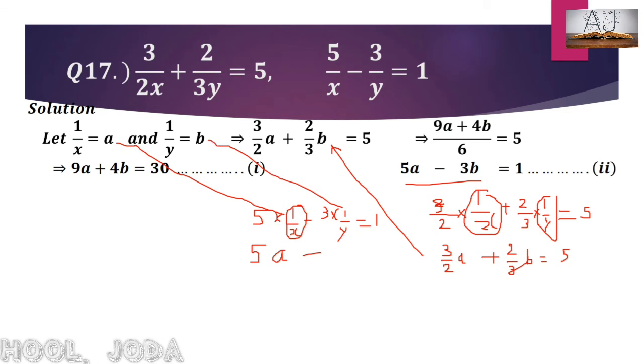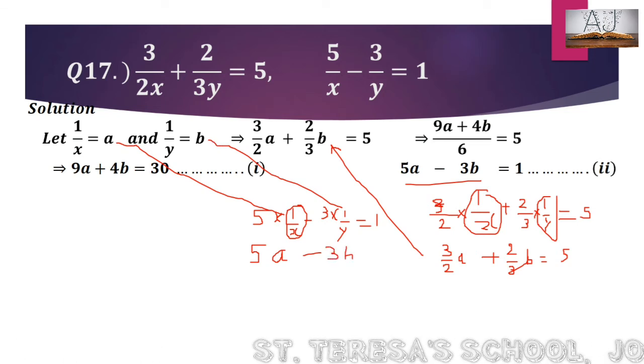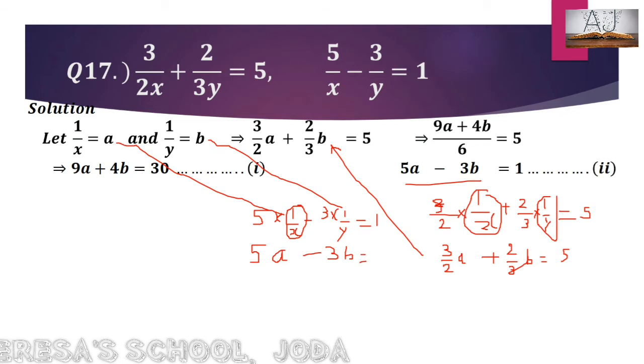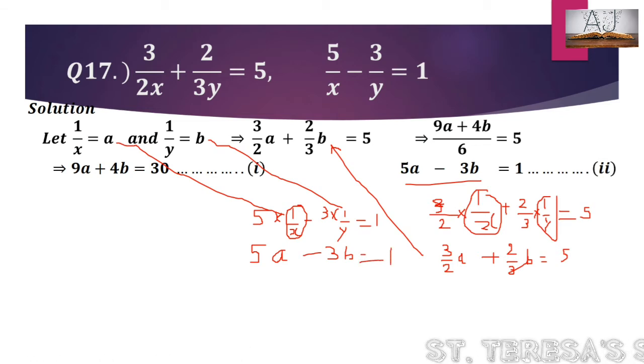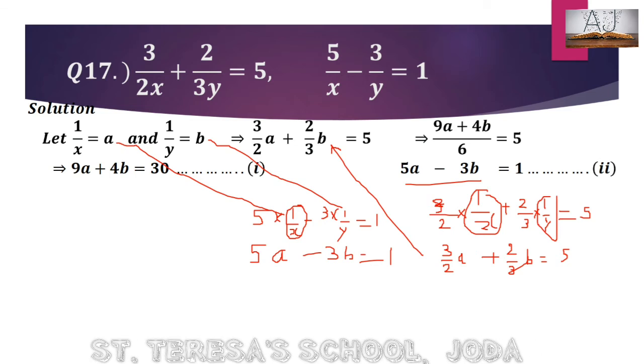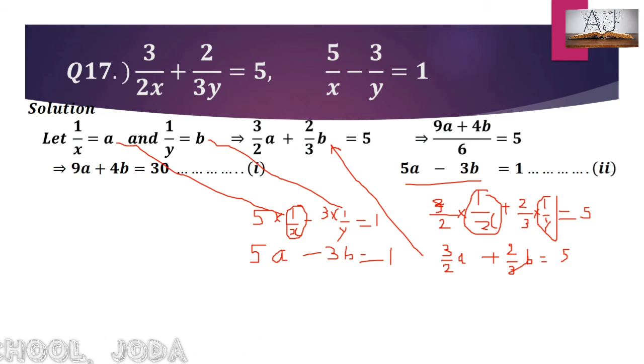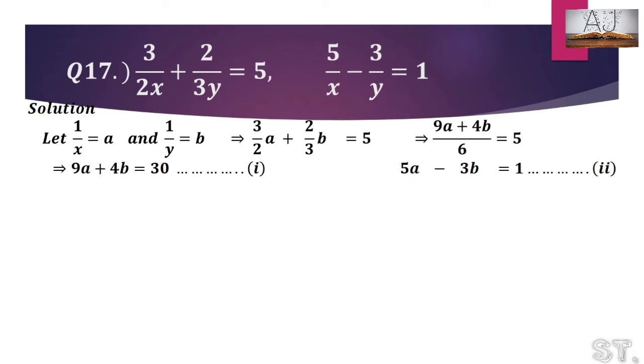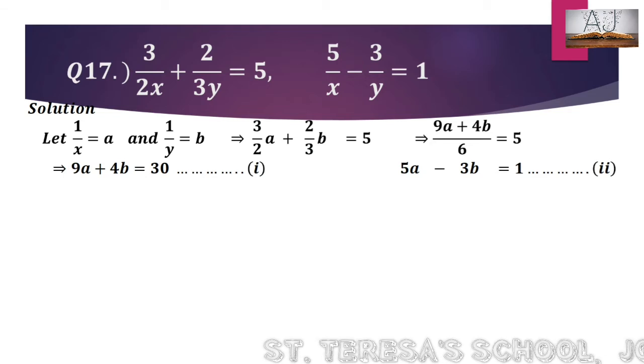Similarly, in place of 1 by y, b. So minus 3b, was it, equals 1. So this is how we got the second equation. That is what is written there. 5a minus 3b equals 1 is our second equation. So likewise we got both the equations.